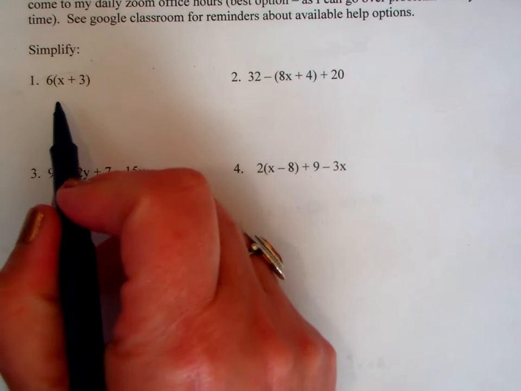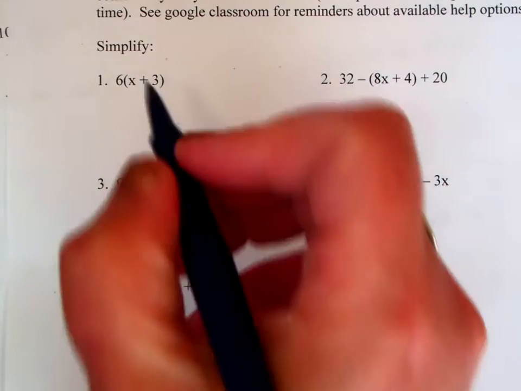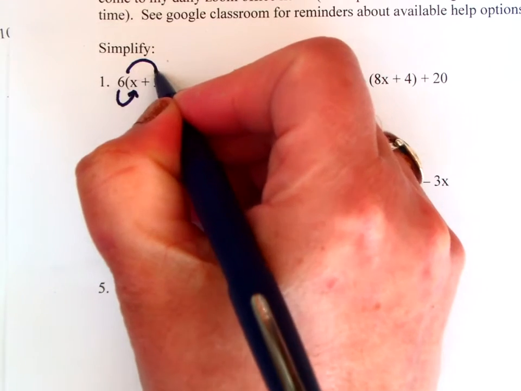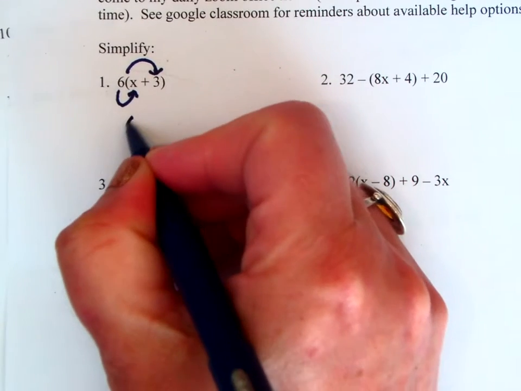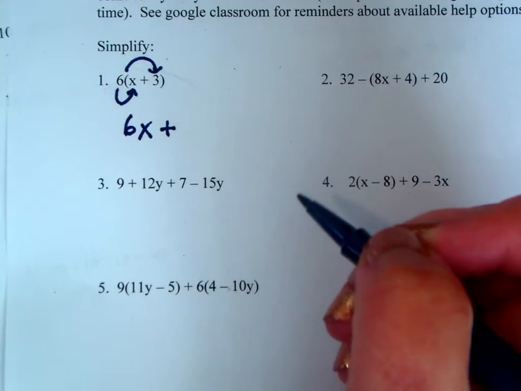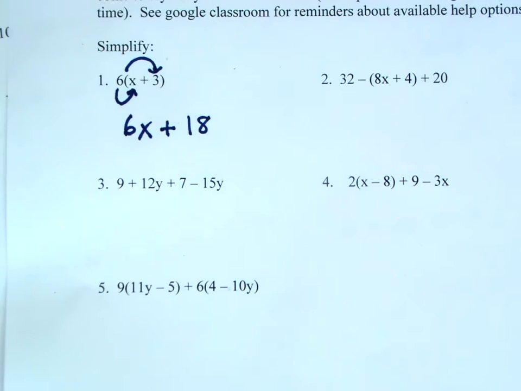So in this particular case, for the 6 times the quantity x plus 3, you would want to distribute. So 6 times x and 6 times 3. And 6 times x is 6x. And 6 times a positive 3 is plus 18. So there you go, 6x plus 18.